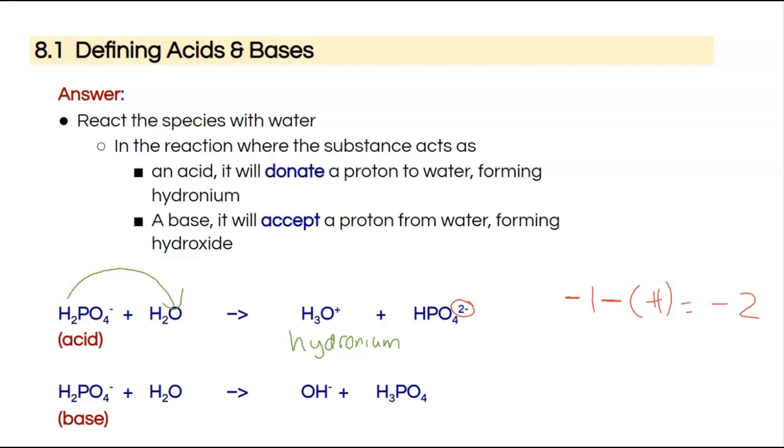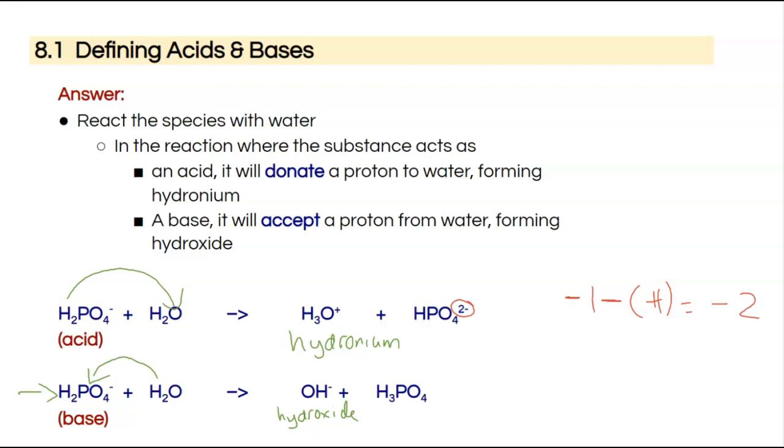Now conversely, in the second example, H2PO4 minus is acting as a base. Remember, bases are proton acceptors. So it's going to accept a proton from water. And in so doing, water loses a proton and becomes hydroxide. That's what makes the solution basic, and why H2PO4 minus is acting as a base.